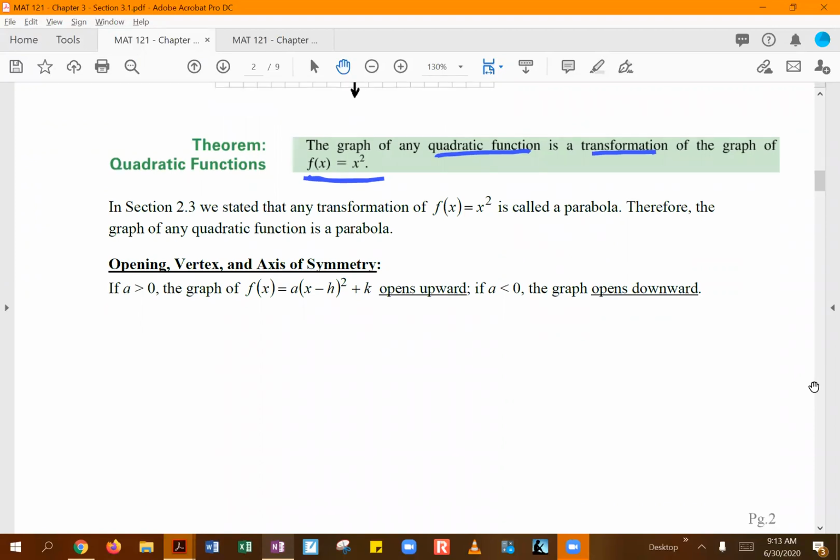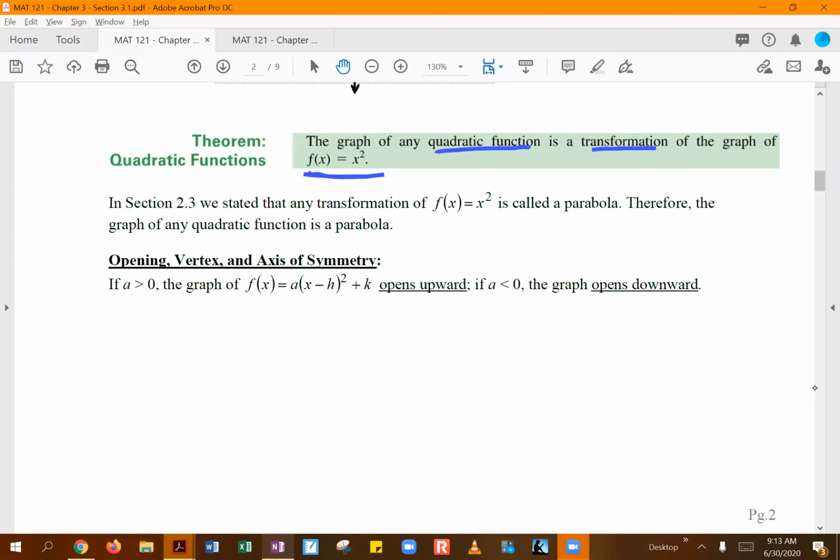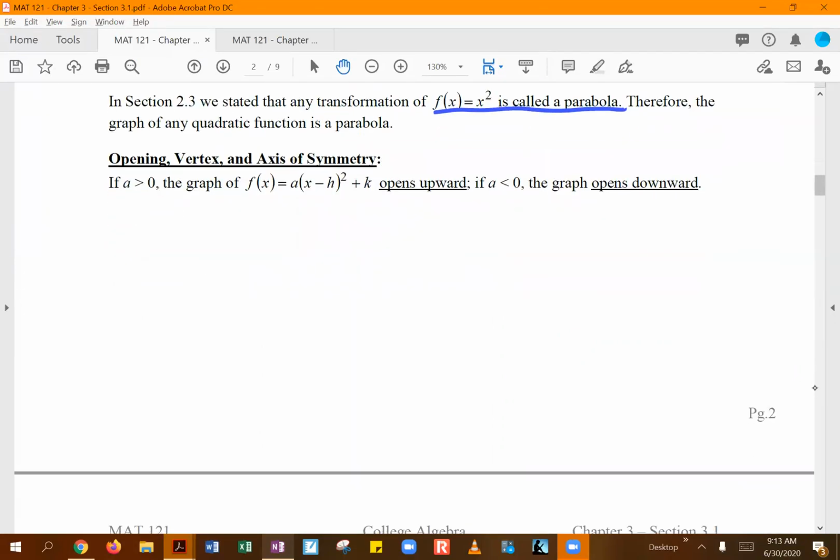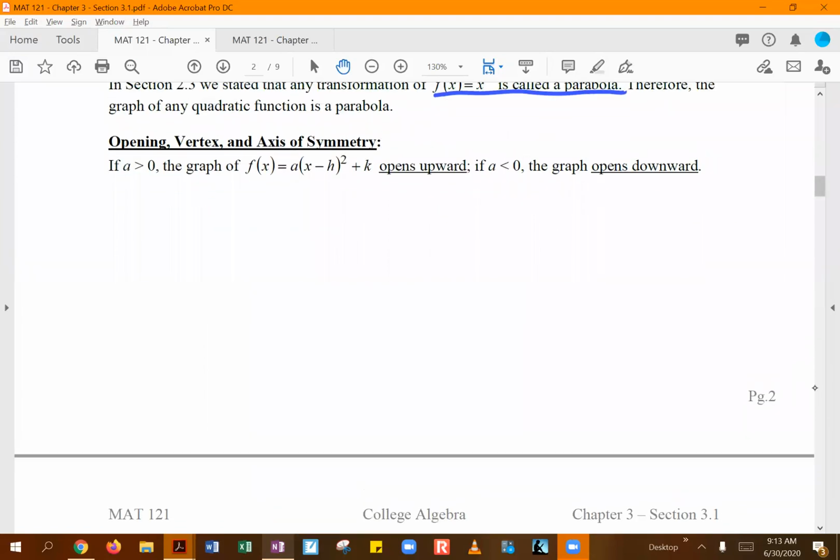So they're talking about, again, in section 2.3, we saw the function f of x equals x squared. We know these graphs are called parabolas. So we want to talk about some properties of parabolas. Right now we're focusing on the opening, the vertex, and the axis of symmetry. And we've talked a little bit about that.